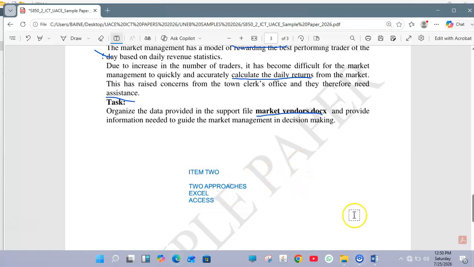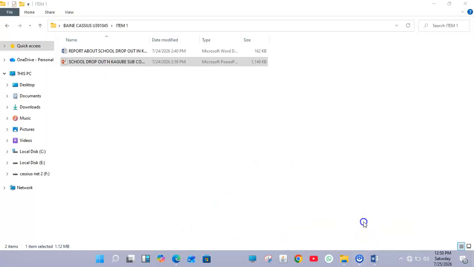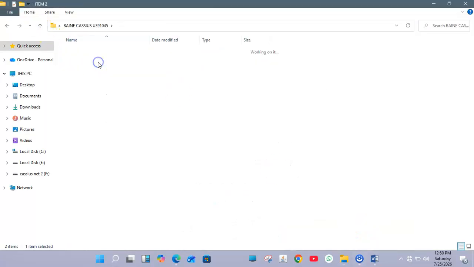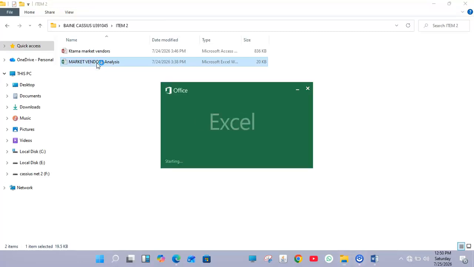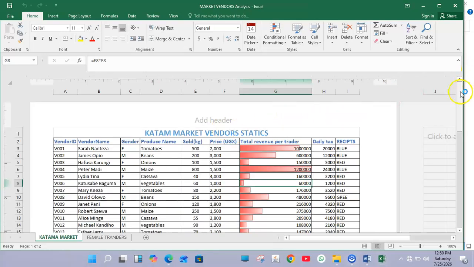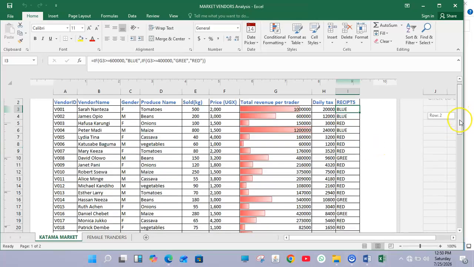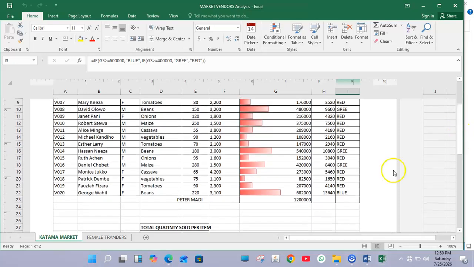At the end of it all, you will be required to come up with something like this. Let me start with Excel. For Excel, you'll be required to come up with something that has calculated the daily revenue per trader, the tax, and the receipt per trader according to the criteria that was given, able to identify a person to give a receipt. Then the trader with maximum daily revenue.